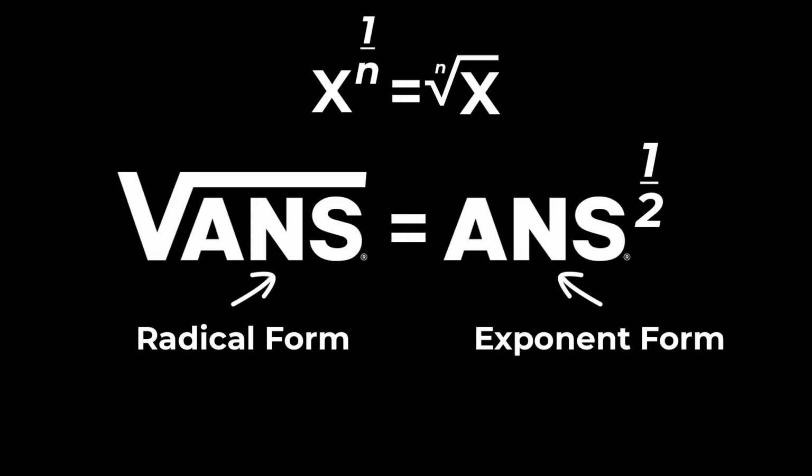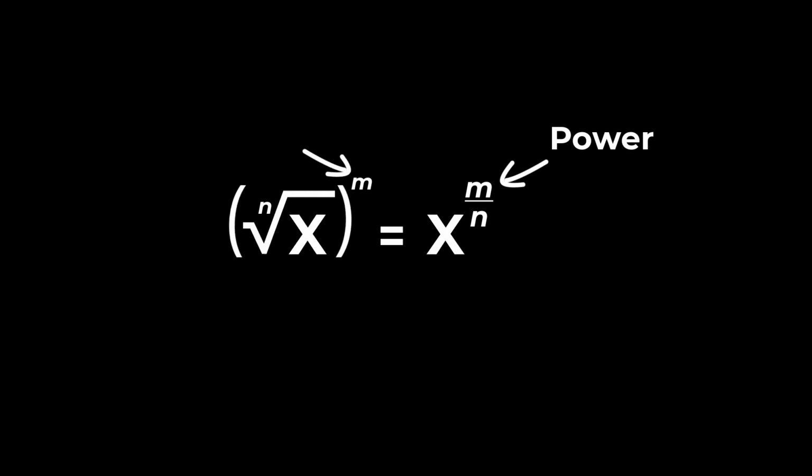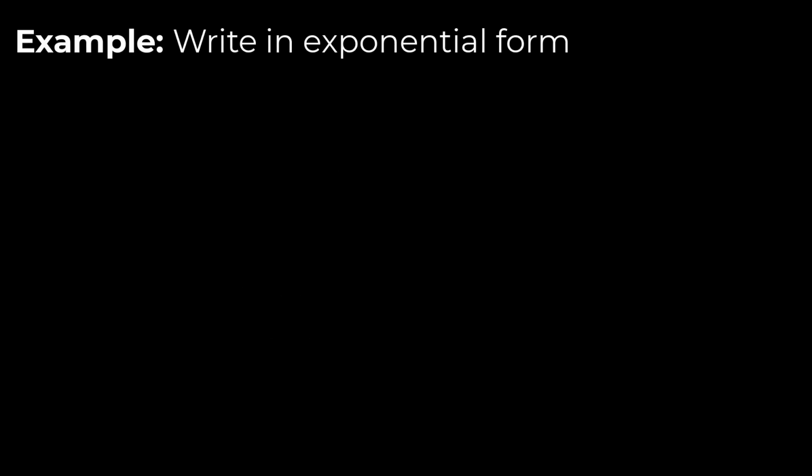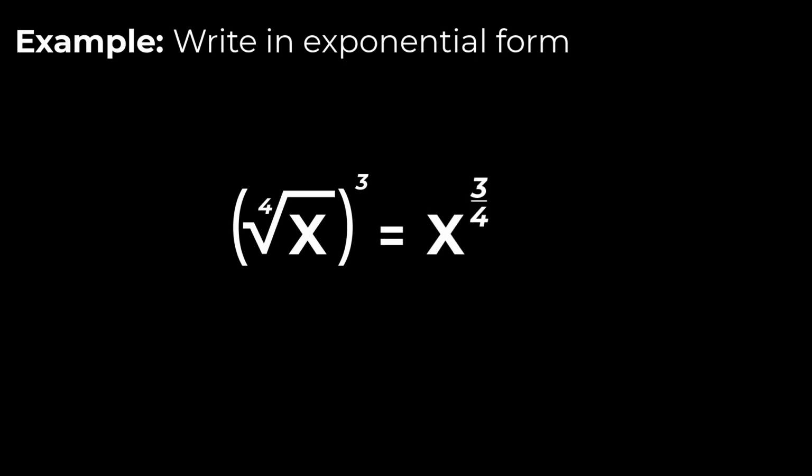Sometimes you'll even see a power inside the radical like this. Well, this can be written this way, with the power as the numerator instead of a 1. It also works this way when the power is outside of the radical. So, if you were given this question, write in exponential form the fourth root of x cubed, you can simply write it as x to the 3 over 4. Or, if you were given this question, the fourth root of x all cubed, you'd get the same answer, x to the 3 over 4.